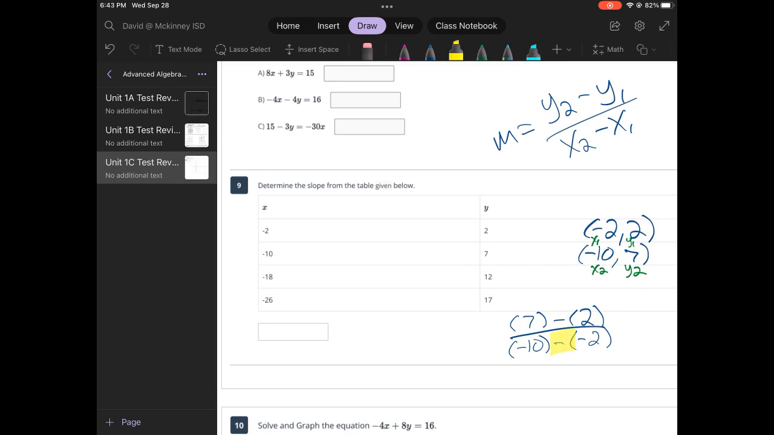Notice something interesting happens when I put these in. I get the dreaded double negative. Remember, when I have two negatives that are right next to each other like that and there are no numbers in between them, they turn positive. And so in this case, I'll get 7 minus 2 is 5, and negative 10 plus a positive 2 is a negative 8. If I put that in Desmos, I can check to see if it'll reduce. In this case, it does not. I get negative 5 over 8.